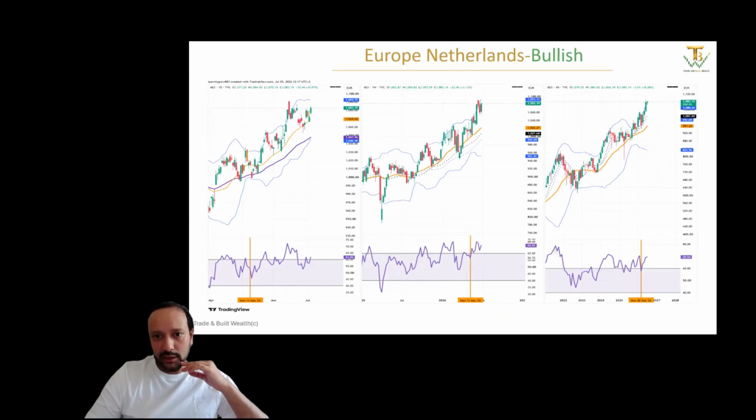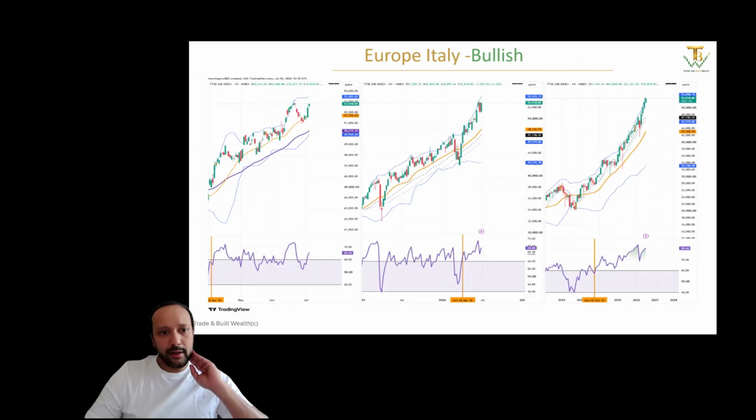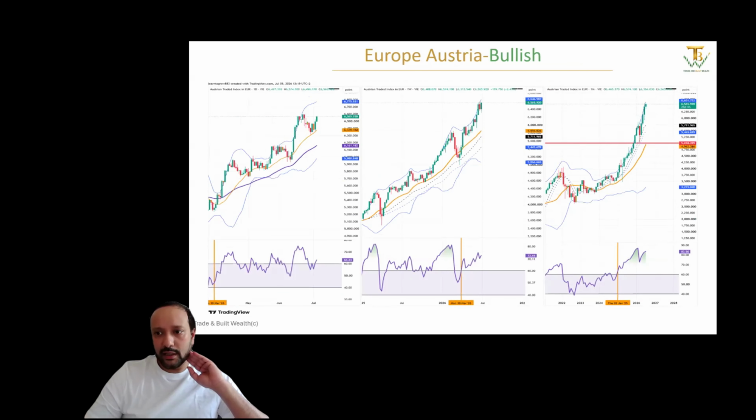Netherlands, monthly and weekly are bullish, not as bullish as Spain and others which we saw. Daily still has a resistance which has to be cleared, around 1092, but it is also coming into the bullish zone. Italy is similar to the Netherlands. It's also in the bullish zone for all the three charts. It has a daily resistance which needs to be crossed, but overall it's also good. Austria is similar to Italy. Monthly and weekly are bullish. Daily there's a resistance which needs to be crossed, but overall this is also very bullish.